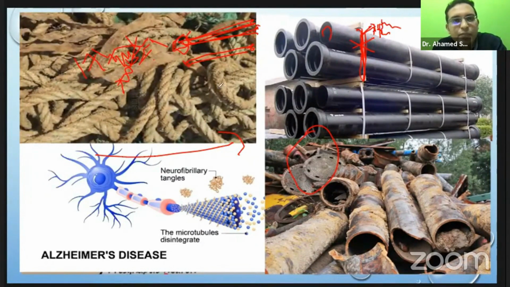So there is no transport. There is no anterograde or retrograde flow within the cell, so the cell usually dies. The neuron dies. This is what happens within the neurons. These two things, senile plaques or amyloid plaques and neurofibrillary tangles, occur in Alzheimer's disease.